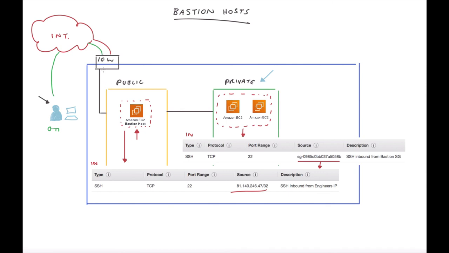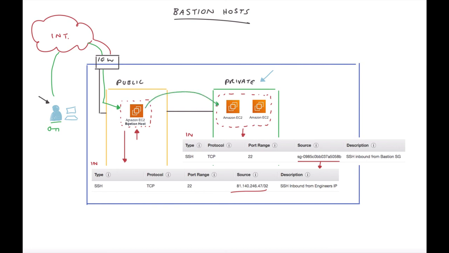Let's assume that any NACLs that we have allow the access, and we come to the security group here. Now this security group says allow connection if it's an SSH connection from this IP address. And this is the IP address of our engineer over here. So it allows access through. So now this engineer has access to our Bastion host. But now our engineer needs to jump across to our private instances.